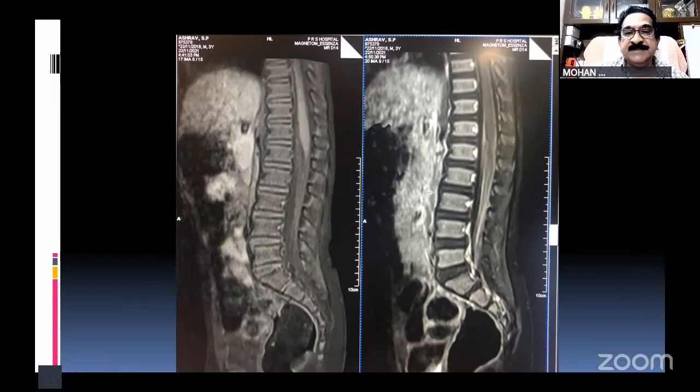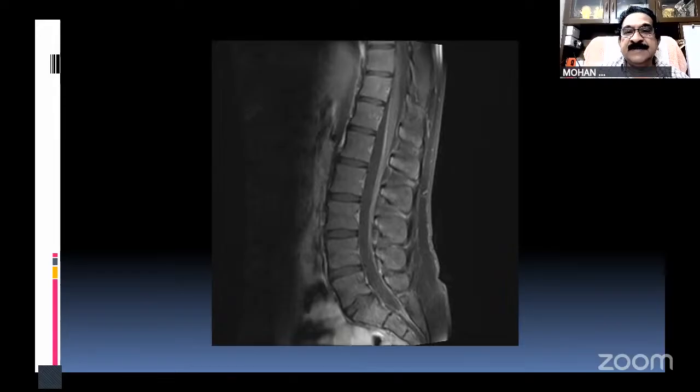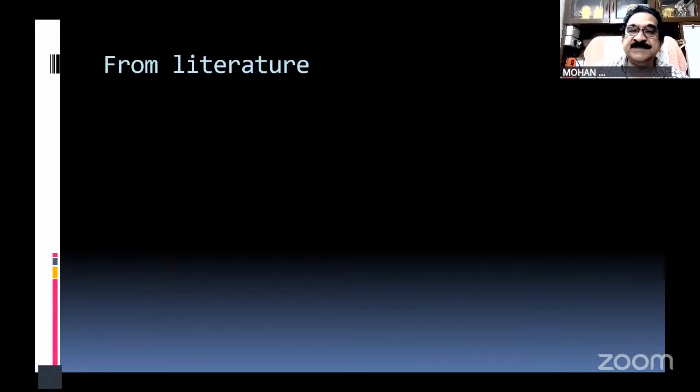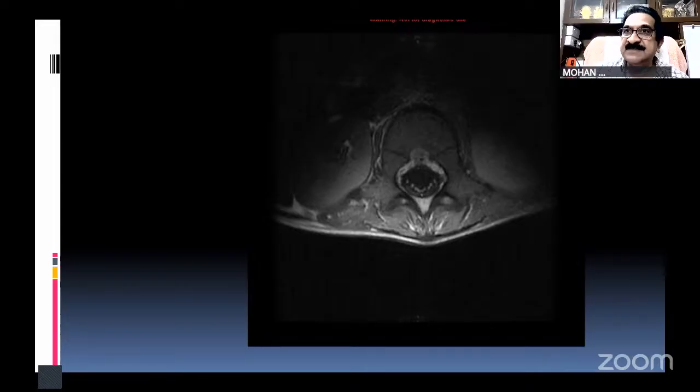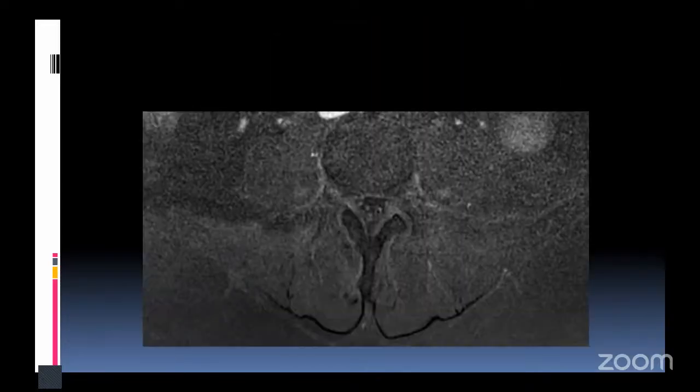This is our patient. This again is from the literature, just like our patient. This is our patient. This is from the literature. The enhancement of the cauda equina and the conus region. This is from the literature, just like the enhancement we had seen in our patient.